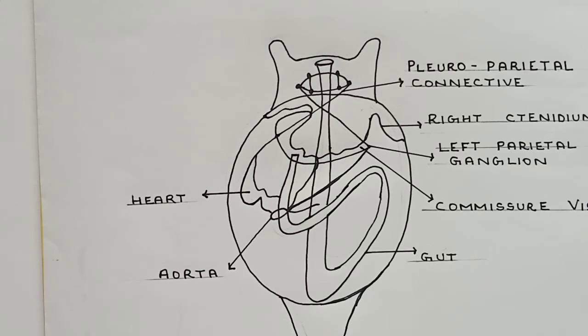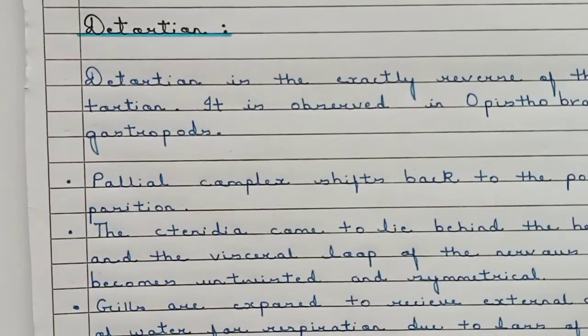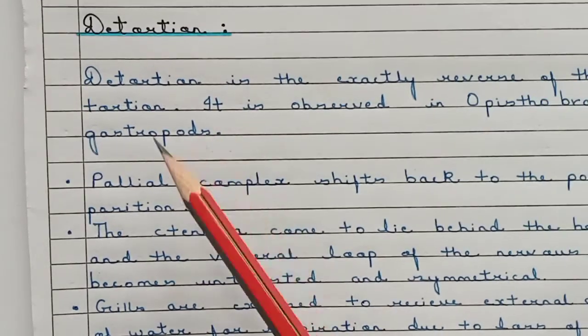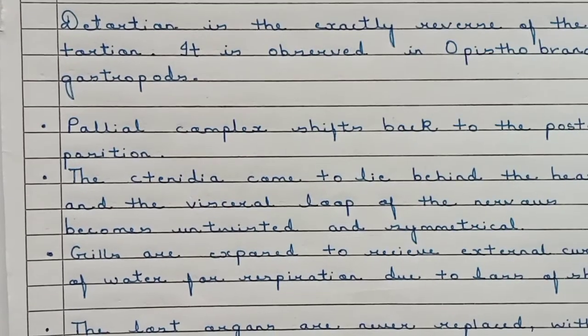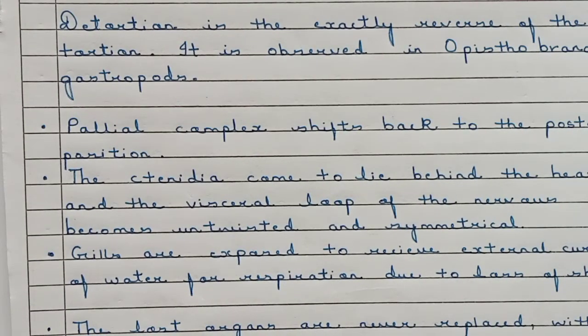So let's discuss detorsion. Detorsion is the reverse of torsion. Now the pallial complex shifts to the posterior. Earlier, because of torsion, the pallial complex came to lie in the forward position, but in the detorsion process it reverses. It shifts back to the posterior position.